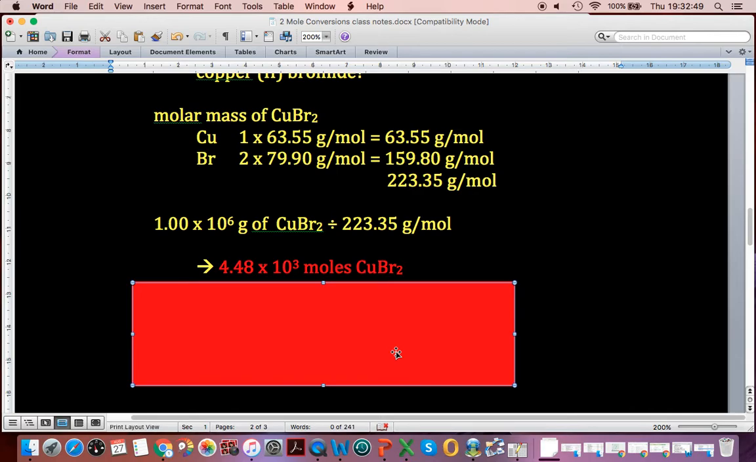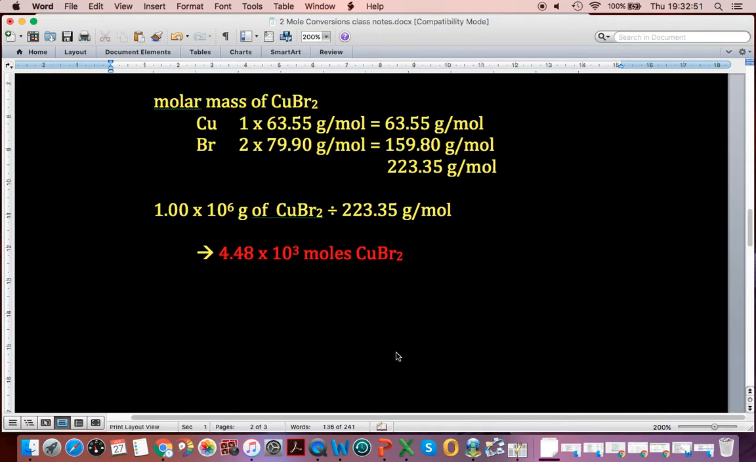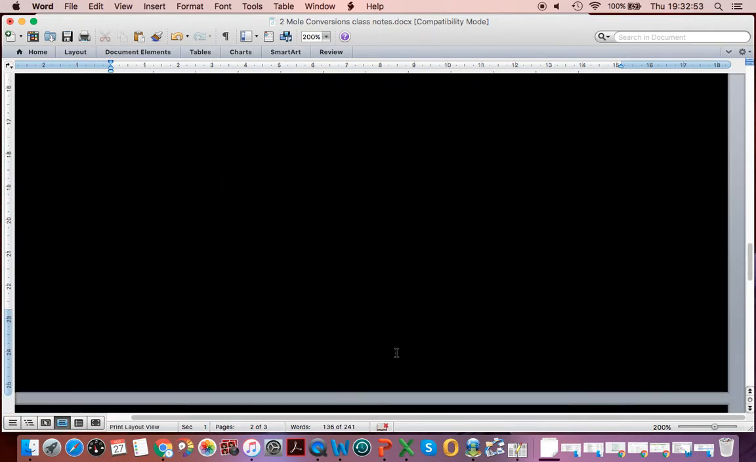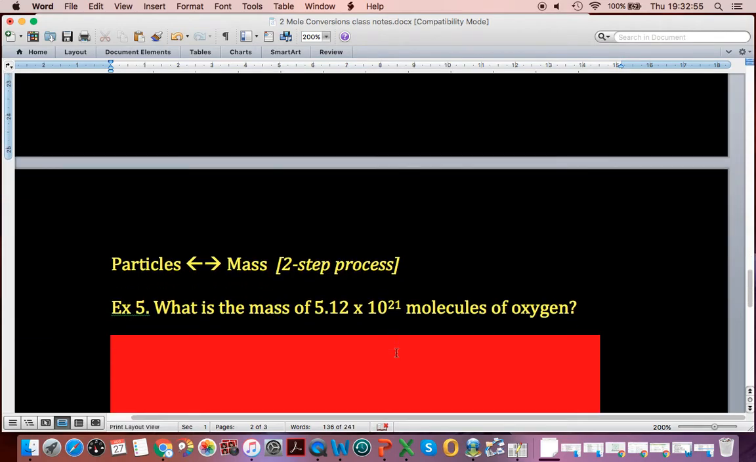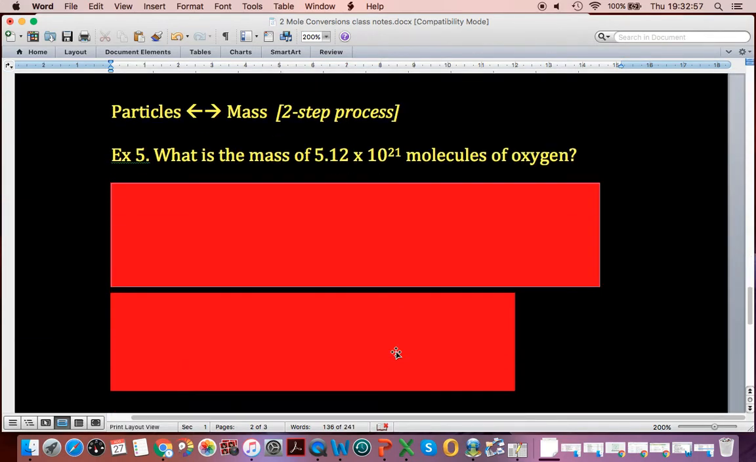Those examples should be simple. This tells us on the next page, we are looking at two-step processes. We are looking at going from particles to mass or mass to particles. It says, what's the mass? So we're aiming for the right, and we're given the molecules, so we know we're starting on the left. So we got to go molecules to moles, moles to mass.